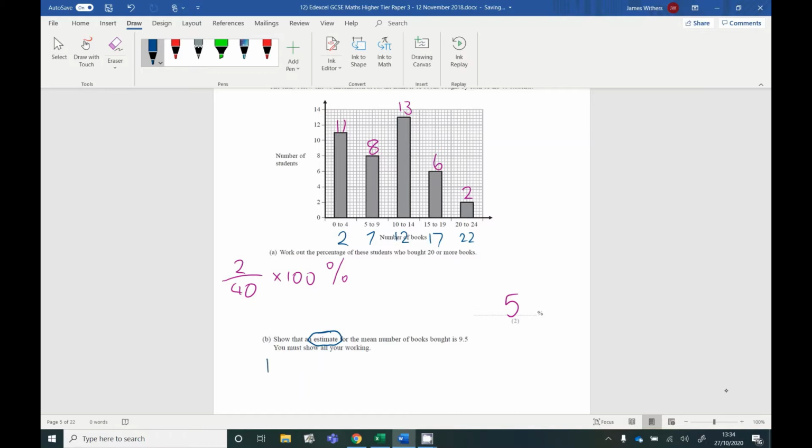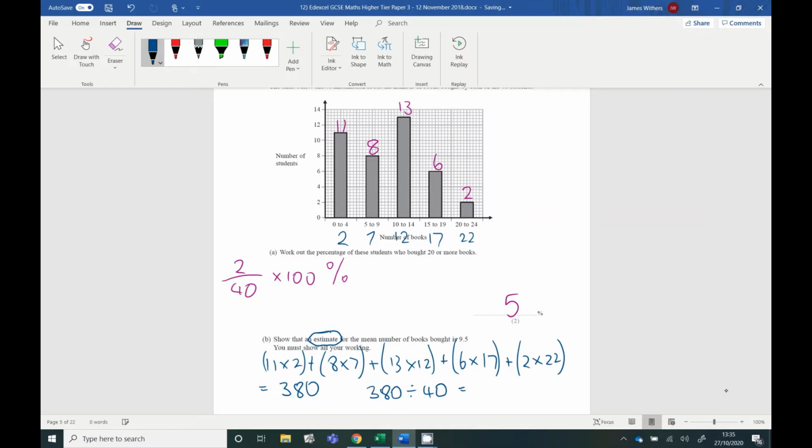So 11 students bought 2 books, 8 students bought 7 books, 13 students bought 12 books, 6 students bought 17 books, and 2 students bought 22 books. If we add all of those books up together, we get 380 books. So we take those 380 books, divide that across our 40 students, and 380 divided by 40 does indeed give us an estimate of the mean number of books of 9.5 as required by the question.